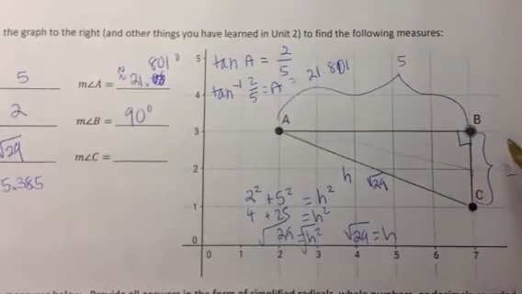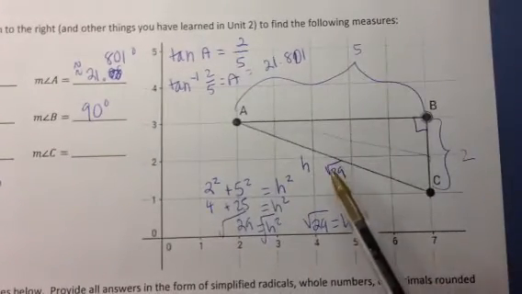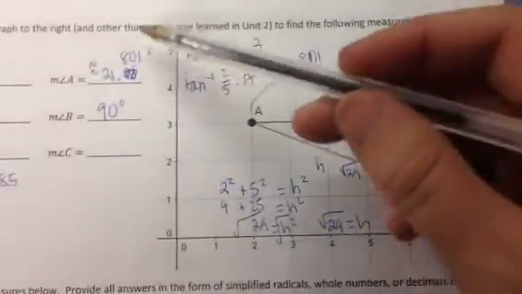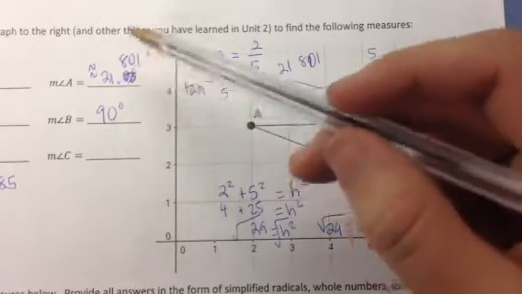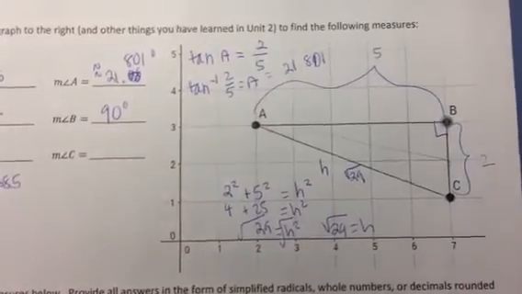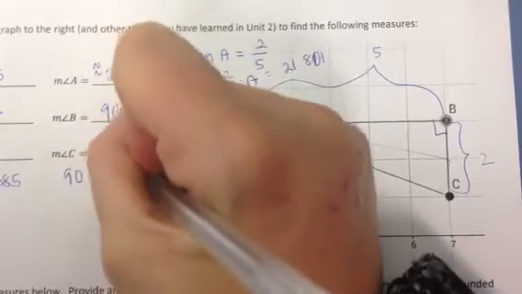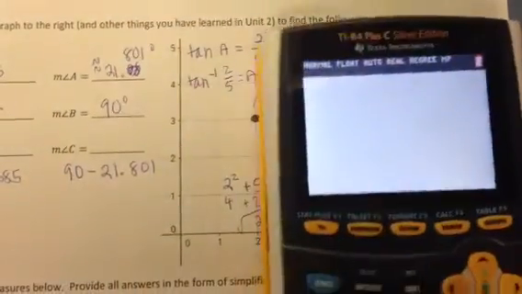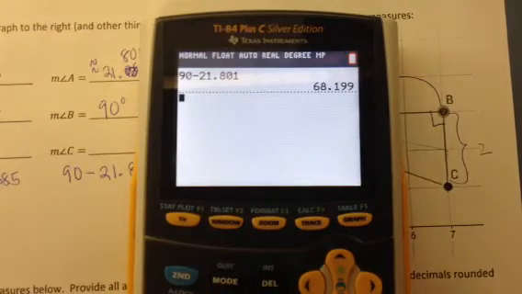So lastly, to find angle C, we could use the inverse tangent function again. You could also use inverse sine or cosine if you want to involve that hypotenuse. But we know that these 3 angles have to add up to 180. Since B is 90 degrees, we really know that A and C are complementary or have a sum of 90. So I could instead say that C is going to be 90 minus 21.801. In my calculator, 90 minus 21.801, I get 68.199 degrees.